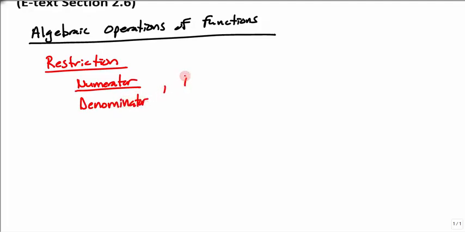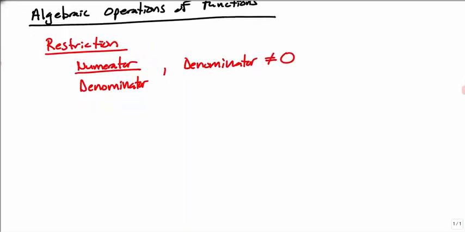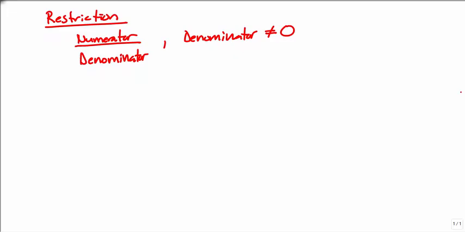And it has to be true that the denominator, whatever it is, whether it's x or x plus 2, cannot equal 0, ever. The denominator cannot equal 0. You cannot divide by 0. If you try this on your calculator, you'll usually get a syntax error or something similar.